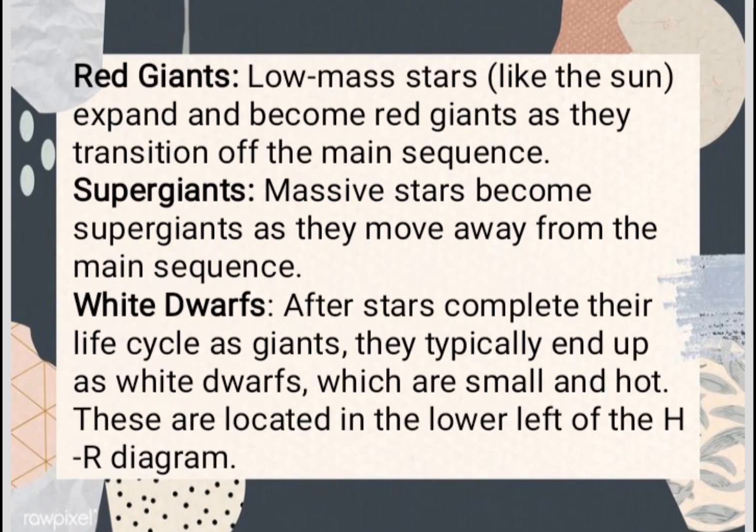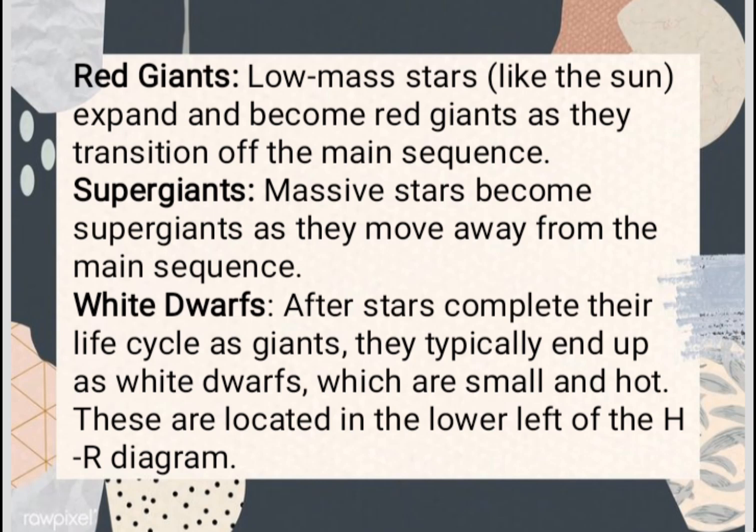Red giants: low mass stars like the sun expand and become red giants as they transition off the main sequence. So the destination of the stars in the main sequence is either red giant, supergiant, or white dwarf. The red giants are the lighter stars, like our sun. They become red giants once they leave the main sequence.